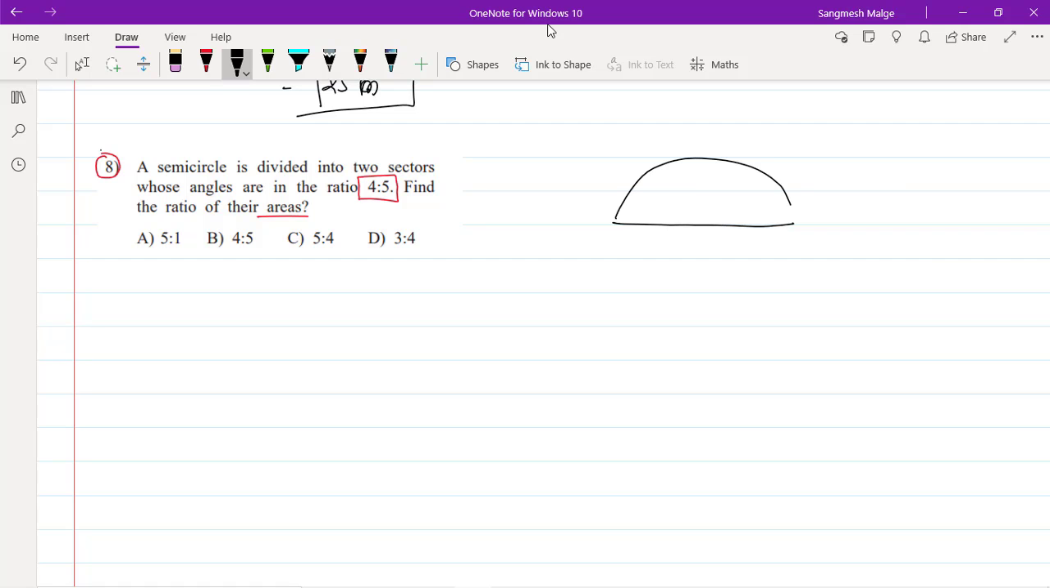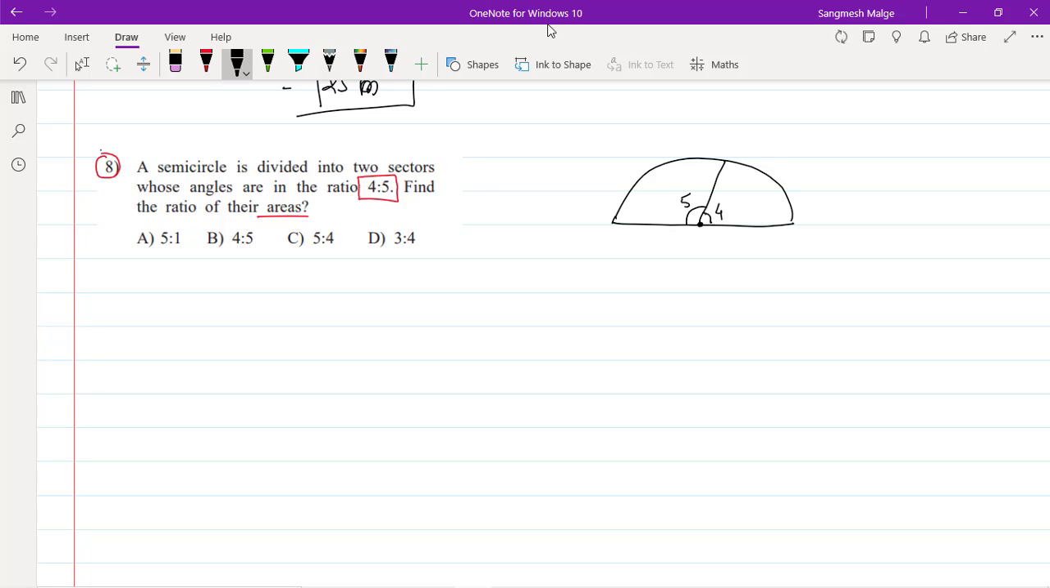Actually, no need to draw this figure also. Without a figure, you can solve this. A semicircle is divided into two sectors whose angles are in the ratio 4:5. Suppose we have this as a center and we have divided this semicircle into two sectors such that if this angle is 4, this angle becomes 5. Means it's in the 4:5 ratio. Find the ratio of their areas.